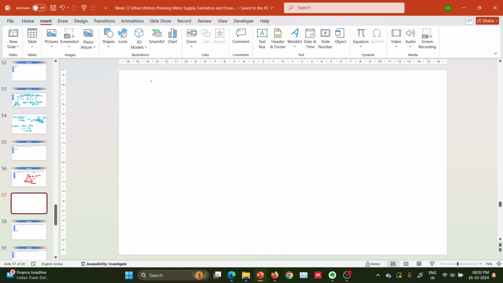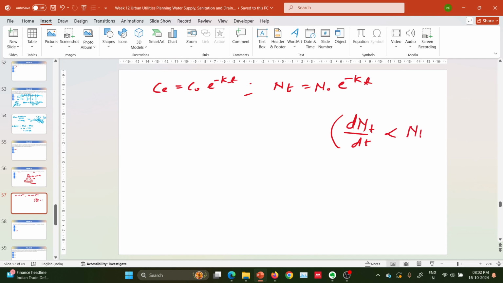So the first order kinetics is like C is equal to C naught e to the power minus kt, or sometimes we write it as Nt is equal to N naught e to the power minus kt. First order means dNt by dt is directly proportional to Nt. Rate of change of parameter is directly proportional to the parameter to the power 1. So if you solve it and integrate it, you will get these equations.